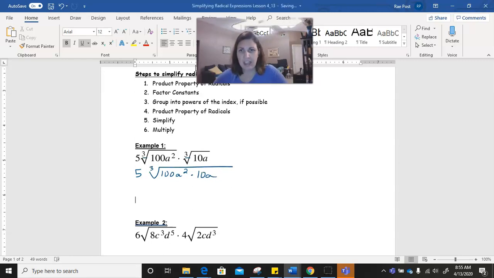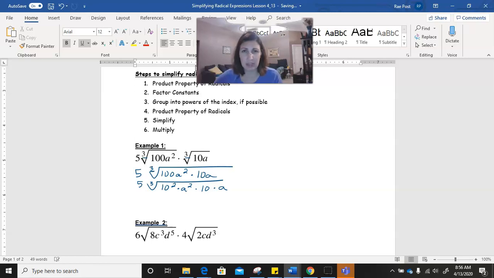Okay, and then you can go ahead and work with your numbers and try to rewrite them so everything, if you can, is a power of 3, just like what we were doing last week. So I'm going to take my 100 and write it like 10 squared. And you already have a squared. 10 really can't be rewritten any other way, nor can a, because they just have a power of 1.